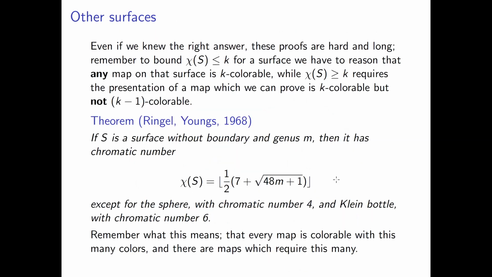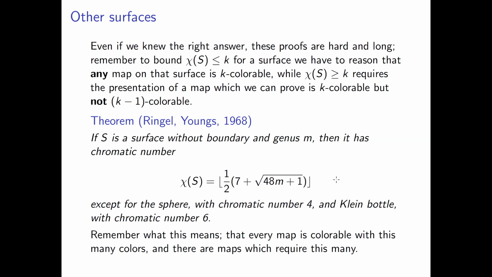I cannot prove these theorems for you because they're so hard and complicated. I can give you sketches, but that's the best I can do. And part of the reason is to bound these things, there's so much work involved, right? To show that the chromatic number of a surface is at most k, we have to reason that any map can be k colored. That sort of requires an algorithm, right? That no matter what the surface looks like, no matter what the map looks like, I can figure out a way to k color it. That's pretty strong. On the other side, showing that it is at least k requires the presentation of a single map, which we can prove is k colorable, but not k minus 1 colorable.